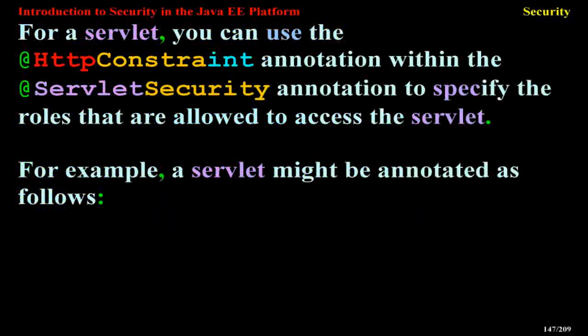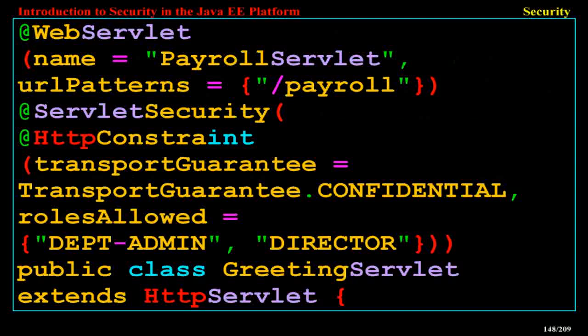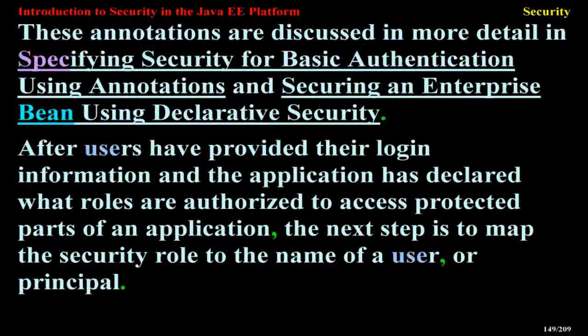For a servlet, you can use the @HttpConstraint annotation within the @ServletSecurity annotation to specify the roles that are allowed to access the servlet. For example, a servlet might be annotated as follows. @WebServlet(name = "PayrollServlet", urlPatterns = {"/payroll"}) @ServletSecurity(@HttpConstraint(transportGuarantee = TransportGuarantee.CONFIDENTIAL, rolesAllowed = {"DEPT-ADMIN", "DIRECTOR"})) public class GreetingServlet extends HttpServlet. These annotations are discussed in more detail in Specifying Security for Basic Authentication Using Annotations and Securing an Enterprise Bean Using Declarative Security.